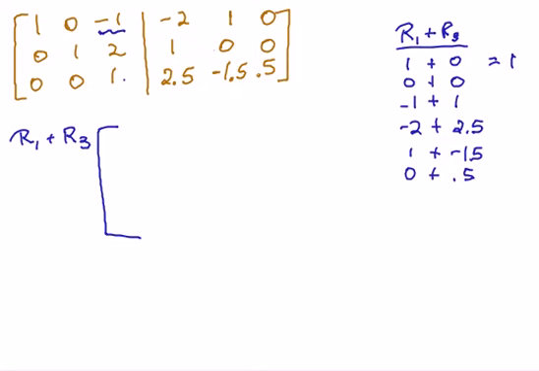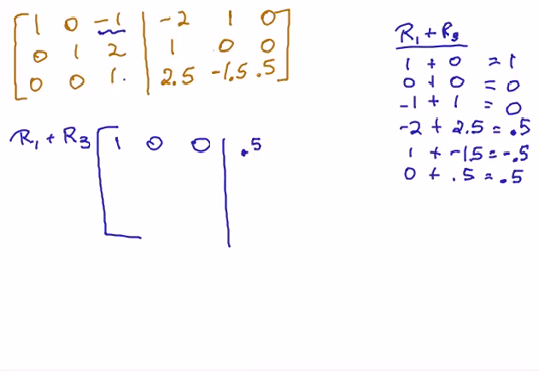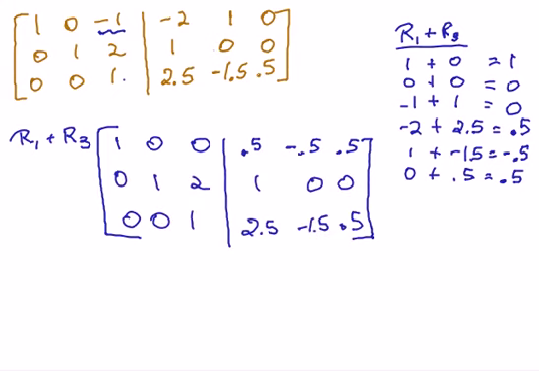So 1 plus 0 is 1, 0 plus 0 is 0, and negative 1 plus 1 is 0. Excellent. There's that 0 that we're looking for. Negative 2 plus 2.5 would be 0.5. 1 plus negative 1.5 is negative 0.5. And 0 plus 0.5 is 0.5. So our new row 1 is 1, 0, 0, 0.5, negative 0.5, and 0.5. And our other two rows are still the same.